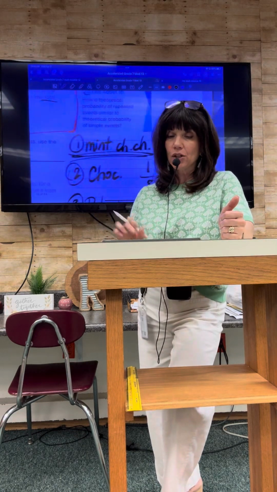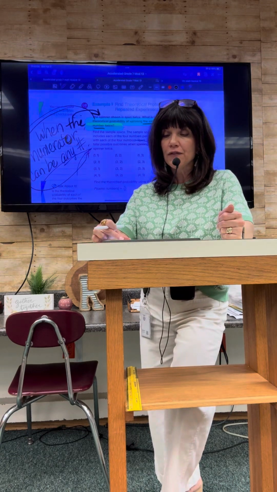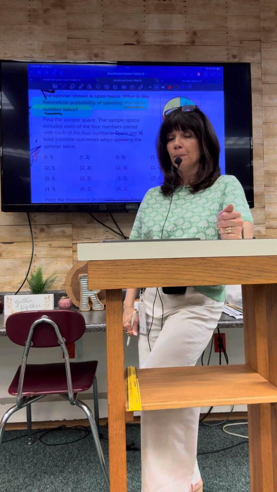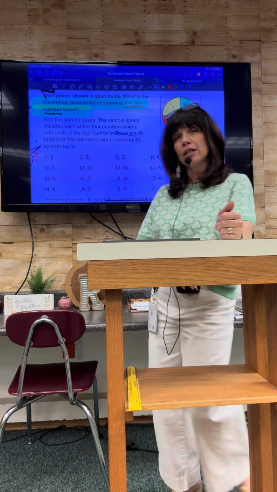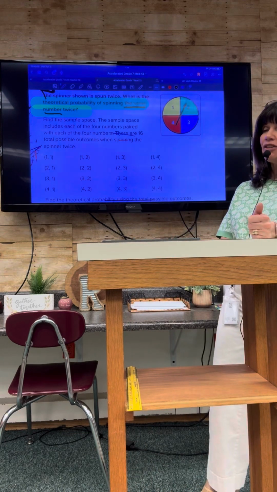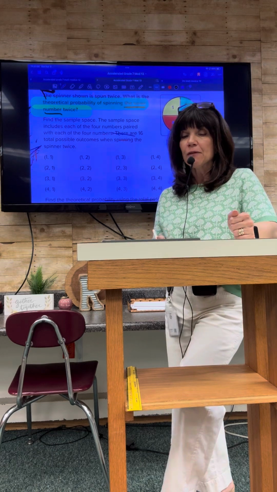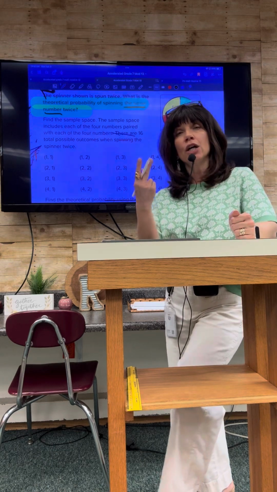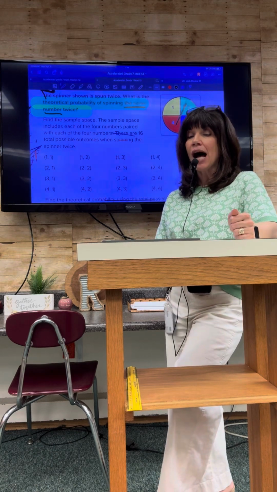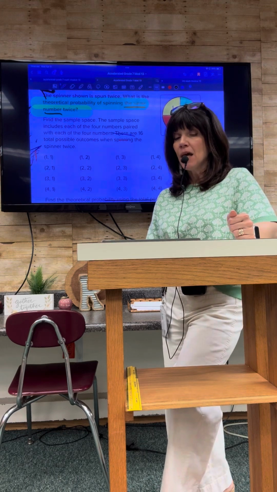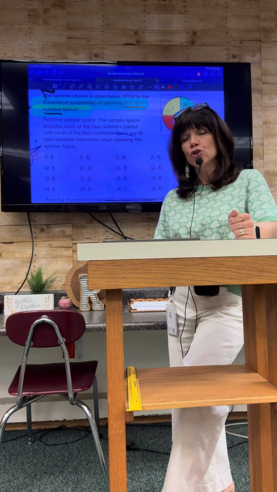All right, let's go ahead and look at the very next page. And guys, in the case of this particular spinner, we can clearly see it is labeled 1, 2, 3, 4. It's also yellow, green, blue, red, but we're using the numbers today. The spinner shown is going to be spun twice. What is the theoretical probability of spinning the same number twice?